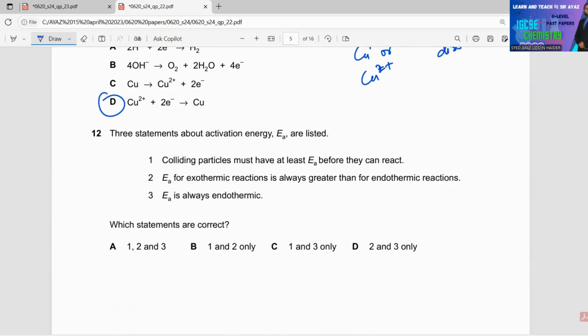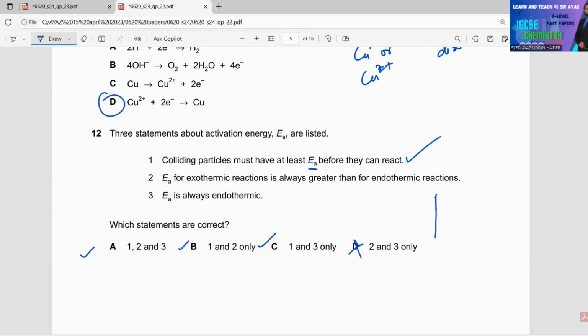Three statements about activation energy, EA, are listed. 1. Colliding particles must have at least EA before they can react. Definitely, colliding particles must have at least activation energy before they are going to react. This is the minimum energy the colliding particles must have to react. So 1 is the right statement. So either A, B, or C is correct; D is incorrect. Number 2, EA for exothermic reactions is always greater than for endothermic reactions.